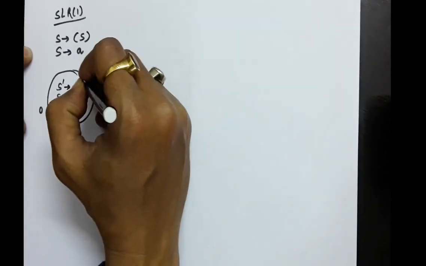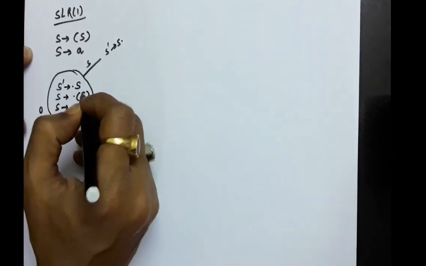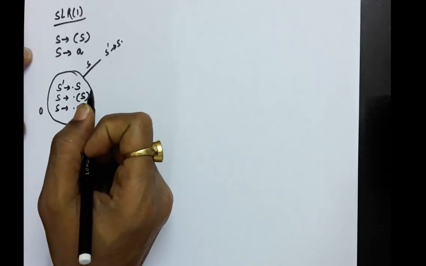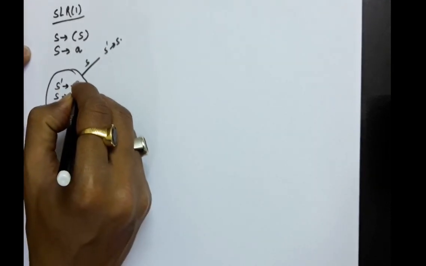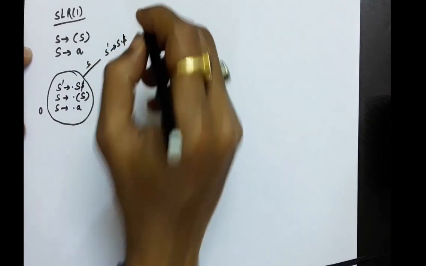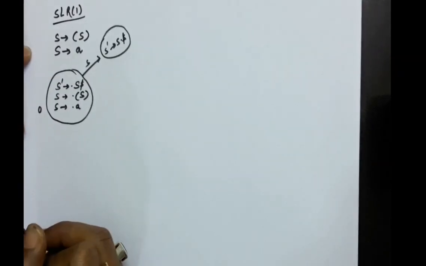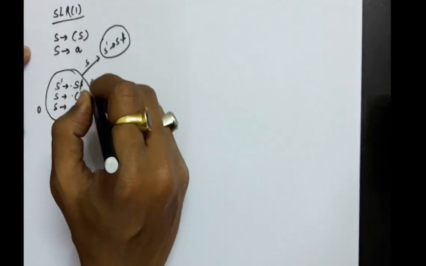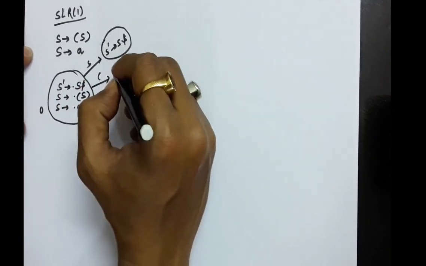Now if you see S from here, S' produces S dot. Now see, whenever we do bottom up parsing, after every string there will be a dollar. So if we have converted the entire string to the start symbol, there will be a dollar appearing after that. So we are taking a dollar also after this. This is just an assumption that we are taking. It will help us to draw the parsing table. Fine.